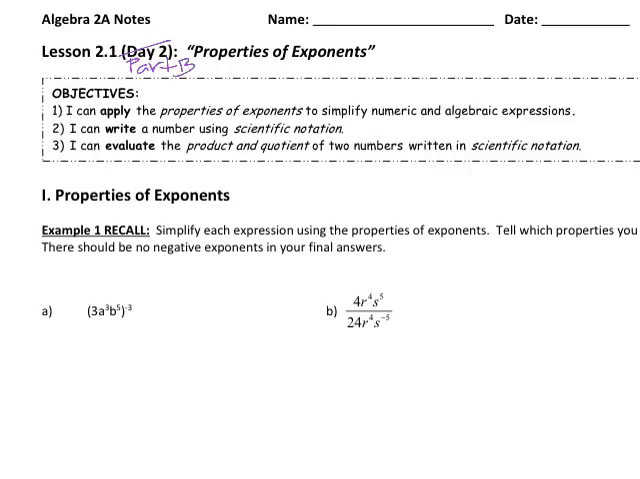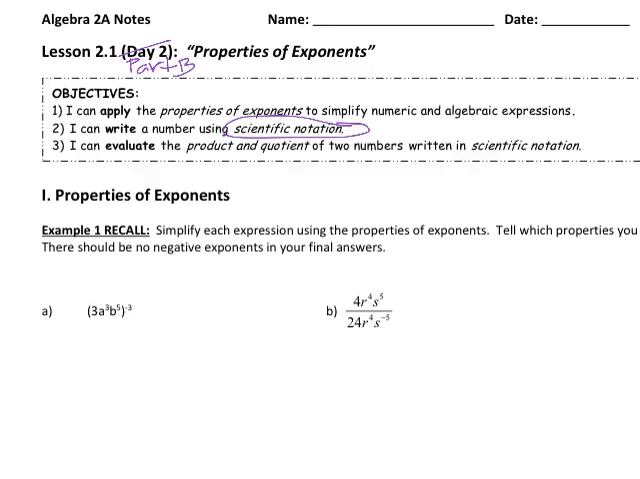All right, so we're going to still do some work with properties of exponents, and then we're also going to extend this lesson into working with scientific notation, which you might be familiar with already, but this will be some good review with that. So you can see the 3 objectives here, and let's go ahead and do some recall of what we learned in our last video.